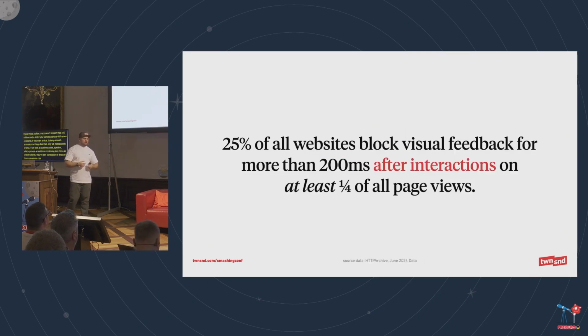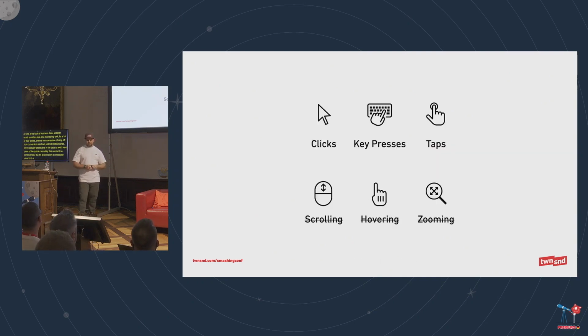Next piece of the puzzle, hopefully this one isn't so controversial, but it's a good point to introduce what kind of interactions are measured with INP, because not everything is measured. So clicks, key presses, and taps on your mobile phone. Those are measured. Scrolling, hovering, and zooming aren't counted because effectively the browser can optimize those things, and typically you're not triggering a lot of JavaScript.